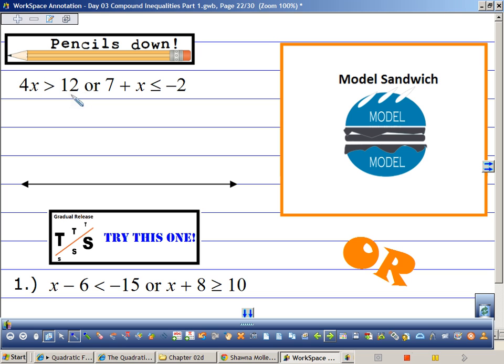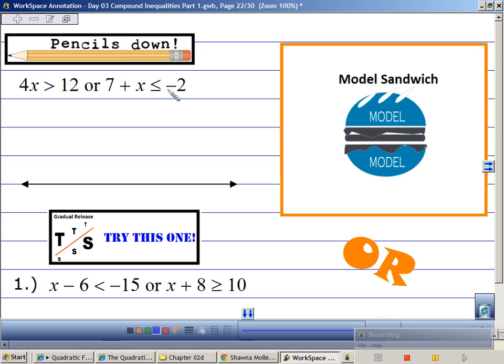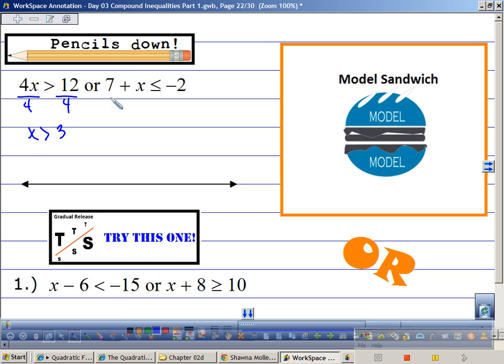So pencils down. 4x is greater than 12, or 7 plus x is less than or equal to negative 2. So I've got an either-or situation going on here. So let's graph that. In order to solve this one, I would divide both sides by 4, and I would get x is greater than 3. Or subtract 7 from both sides, and I get x is less than or equal to negative 9. So here's 3, here's negative 9. Is this going to be an open circle or a closed circle?